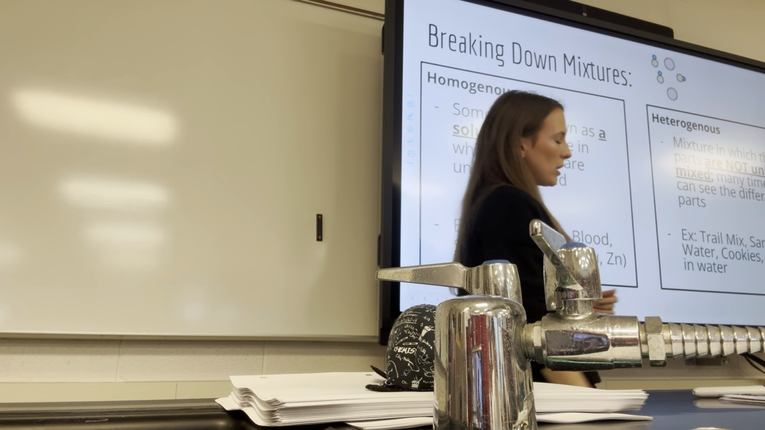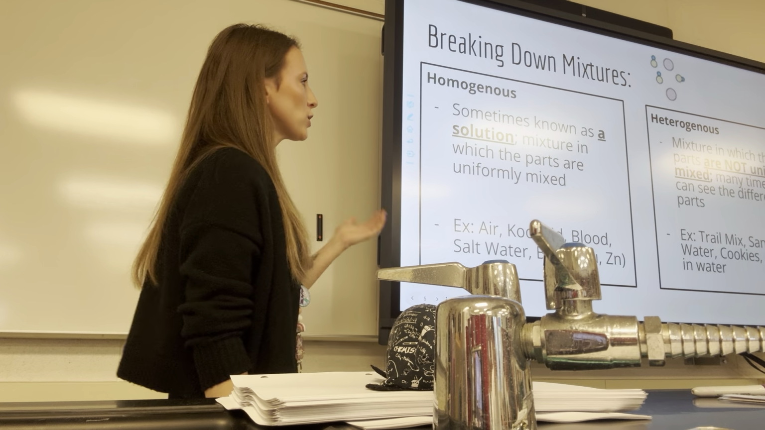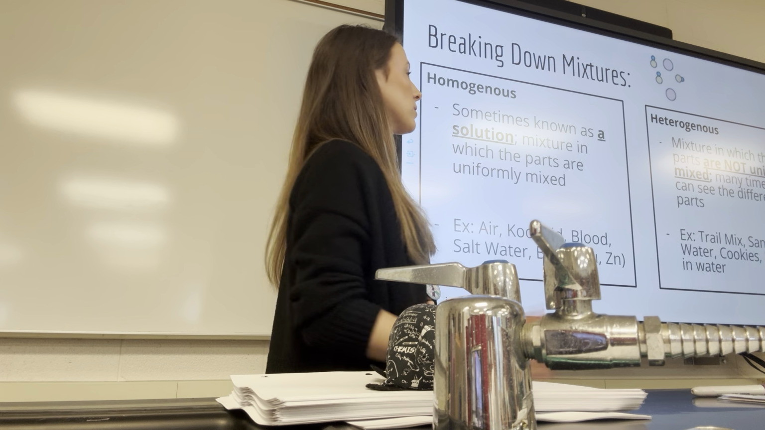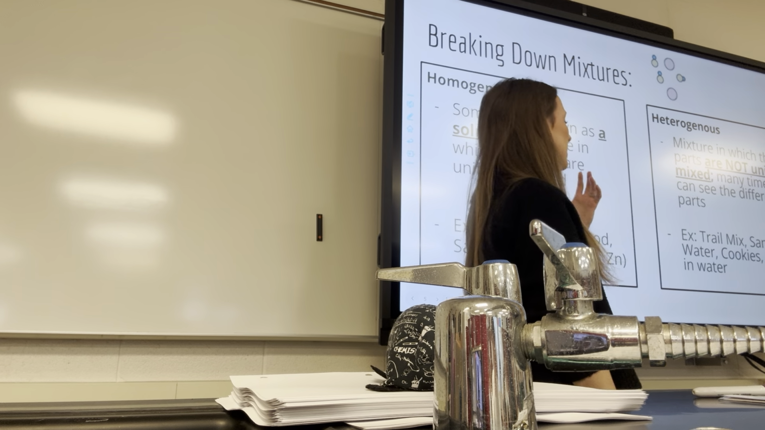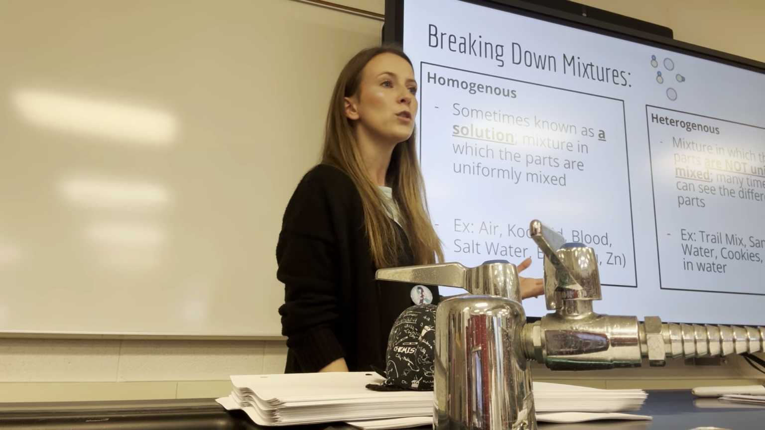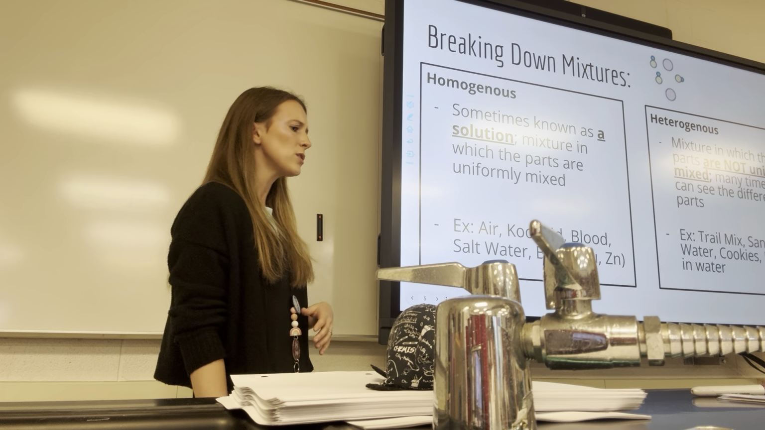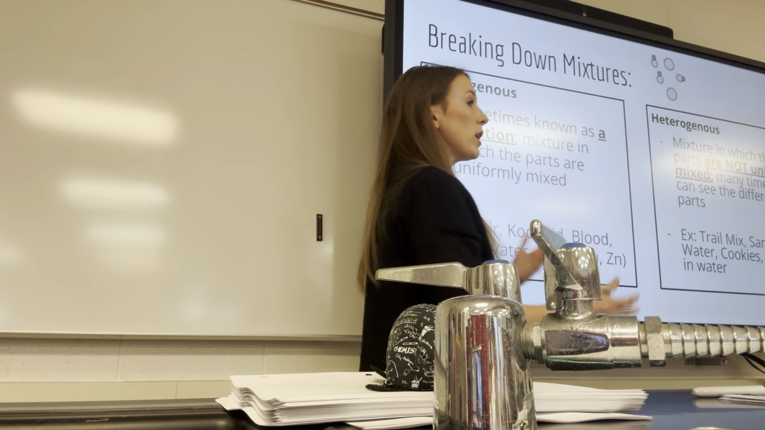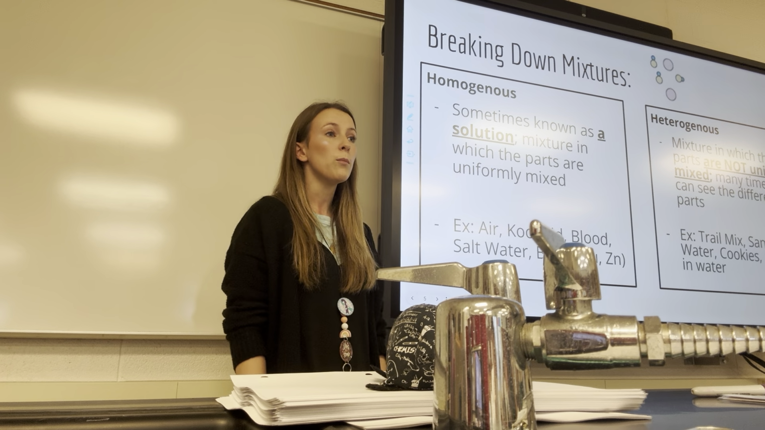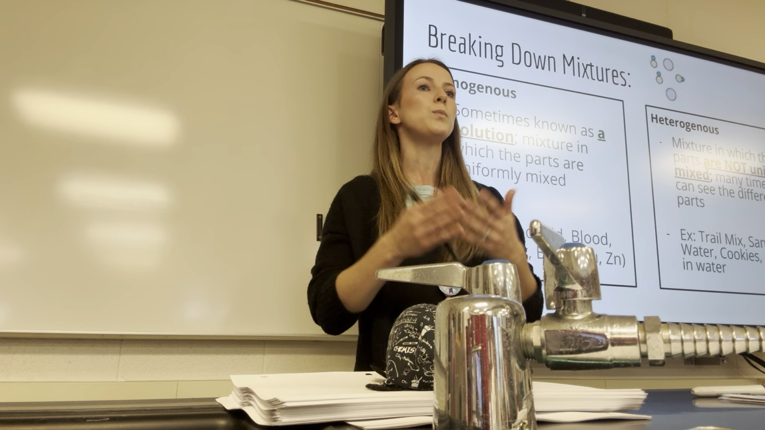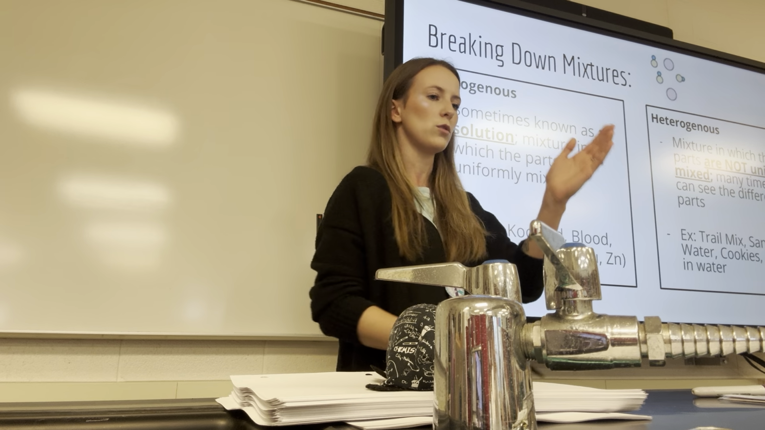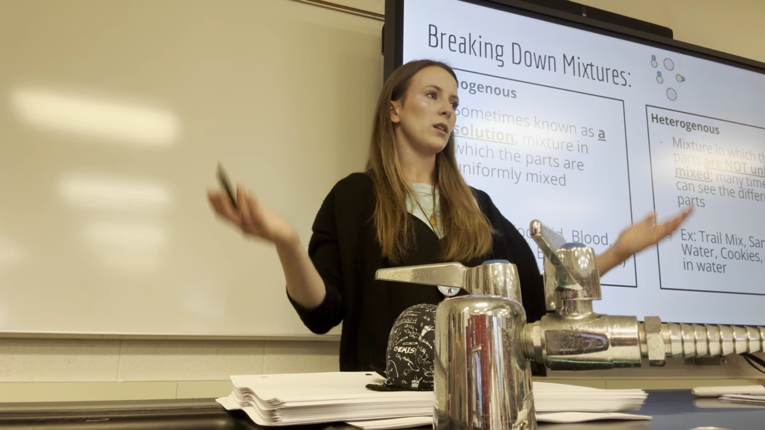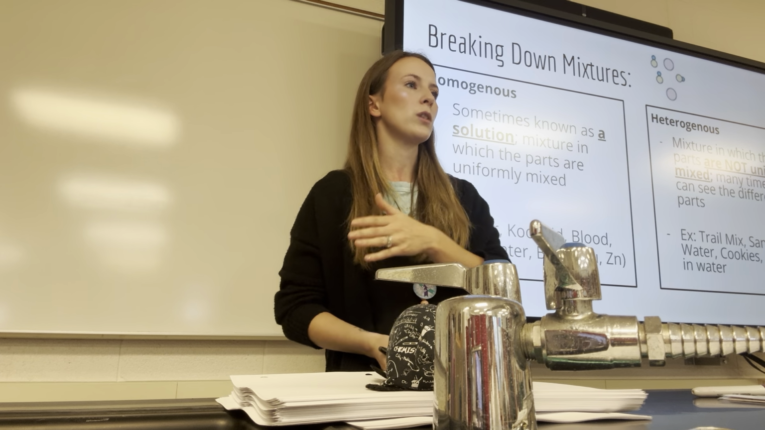Moving on to heterogeneous. This is our mixture in which our parts are not uniformly mixed. So many times you can see or visualize those different parts when you're looking at a mixture like this. Some great examples would be trail mix. If you're looking at trail mix, you could individually pick out each piece a lot of the time: peanuts, chocolate, raisins, whatever, berries that you're picking out of the trail mix.